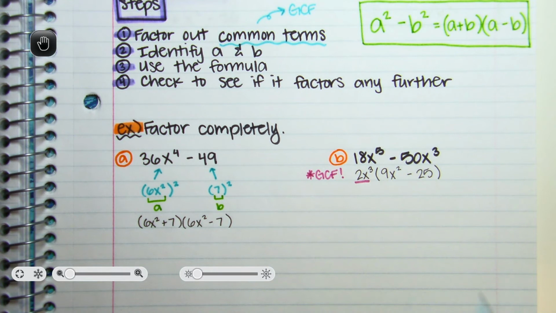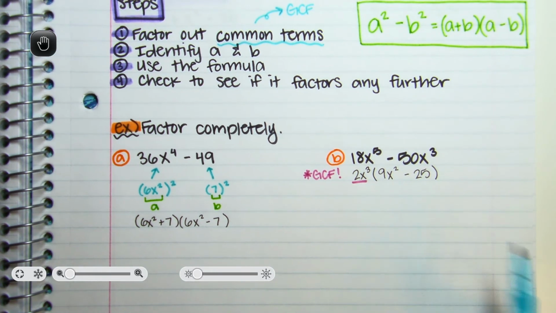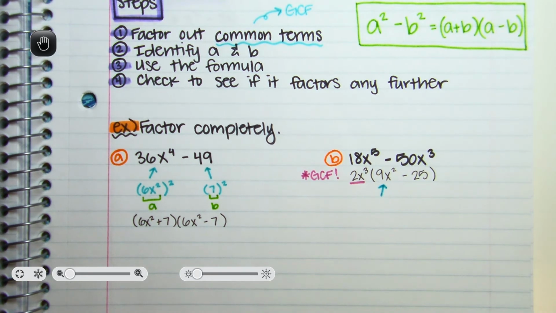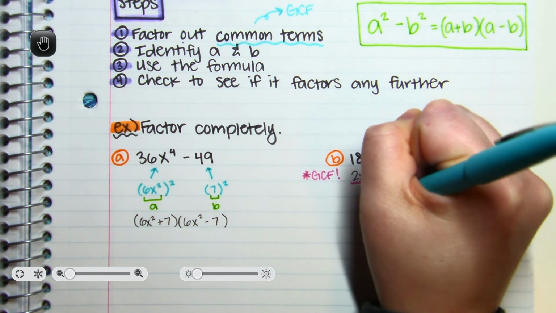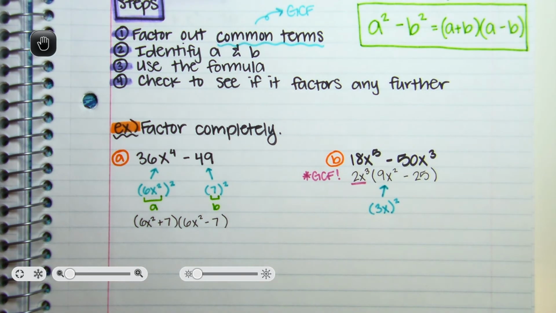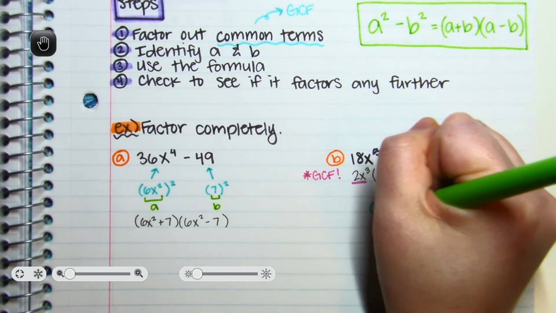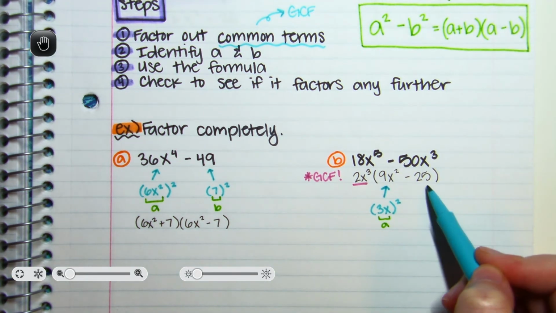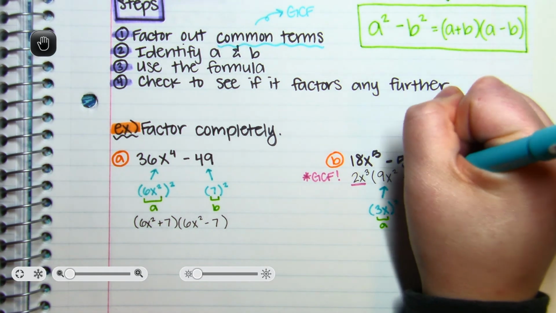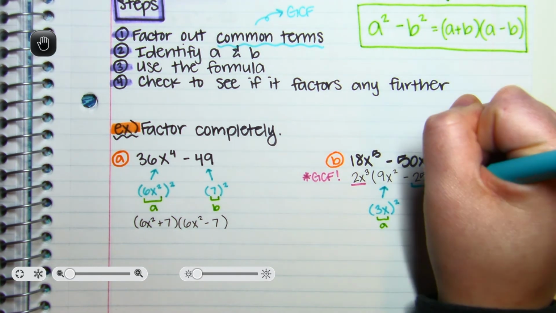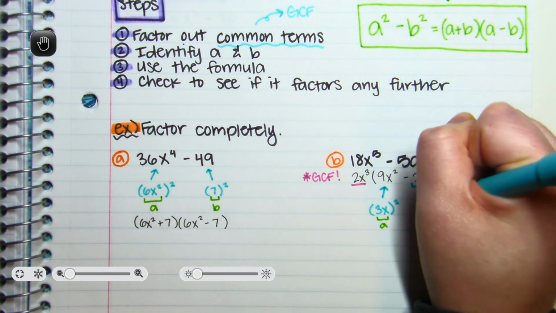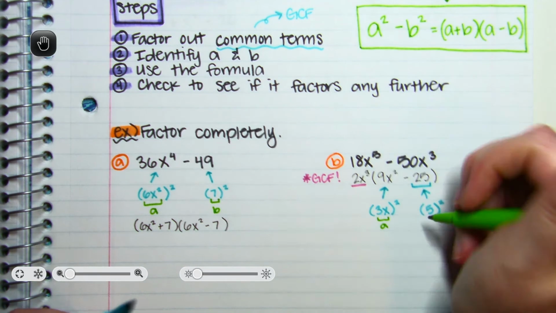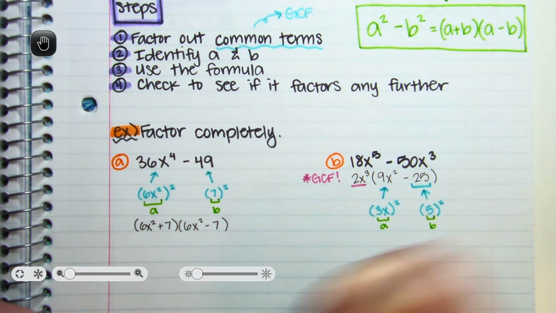Then from here, I have subtraction, and it's two terms. What is the square root of 9x squared? Good, you should have said 3x. Which means the 3x is our A. And then what's the square root of 25? Good, you should have said 5. Oops, I didn't mean to underline that. Oh well. 5 squared. So 5 is our B.